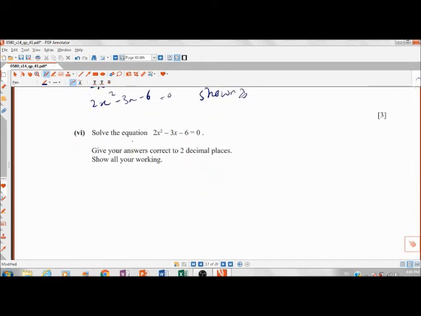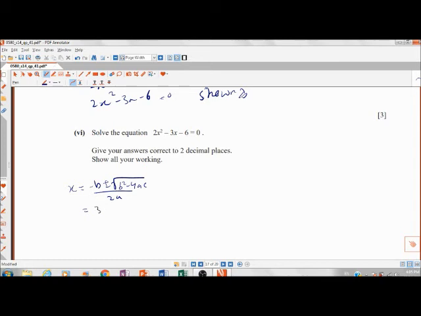Solve the equation 2x squared minus 3x minus 6 equals 0. Give your answer correct to two decimal places. When they say correct to two decimal places, that means the answer is going to have decimals, obviously. So for that, you have to use the quadratic formula. That's the only way to solve this kind of question. So the quadratic formula is basically negative b plus or minus square root of b squared minus 4ac, over 2a.